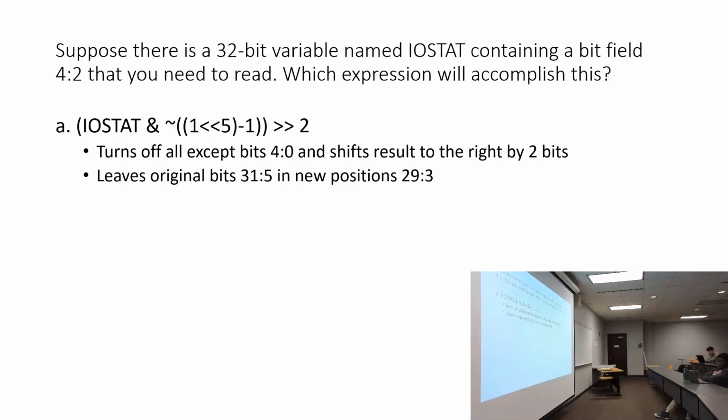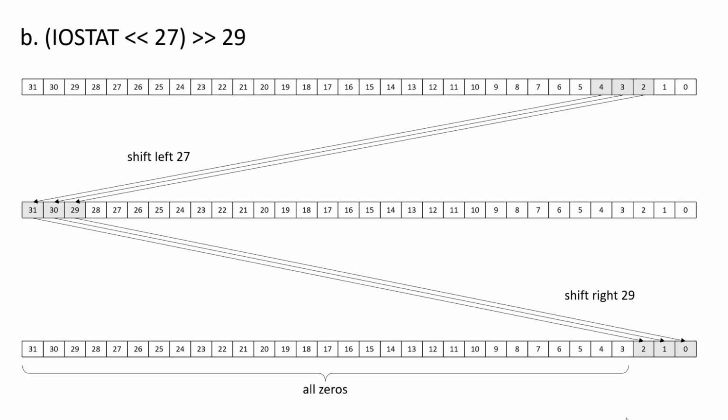The point is you have to be careful about the operator precedence. In any case, I don't think that's what I want to do anyway, though, right? No. That wasn't my objective, so that's not the right answer. Okay, so this one, option B is to take IOStat, shift it to the left by 27 bits, and then shift the result of that to the right by 29 bits.